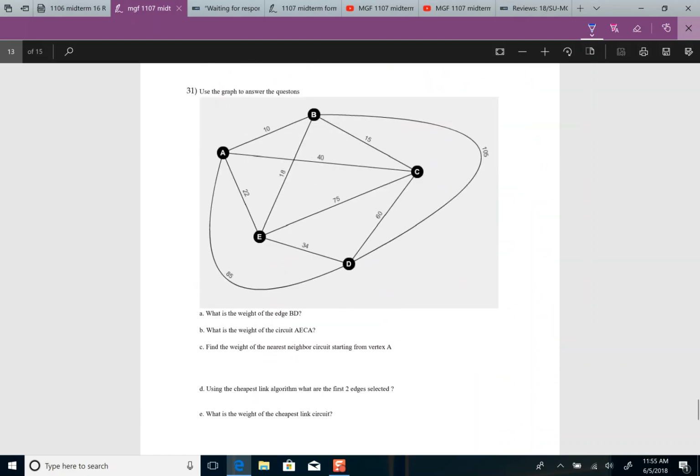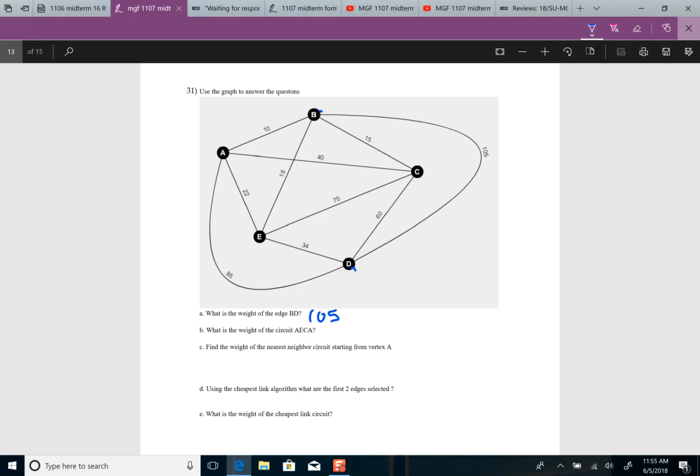Alright, number 31. So this big old graph, it's a weighted graph. You can see that. And the first question just says, what's the weight of the edge BD? So here's B, here's D over here, and this big loop-de-loop on the outside, which is 105. That would be the weight.